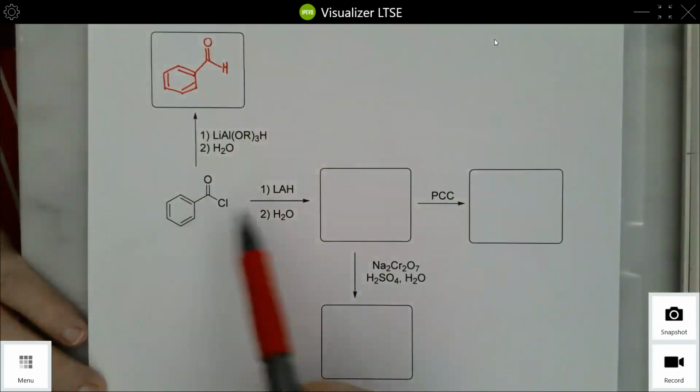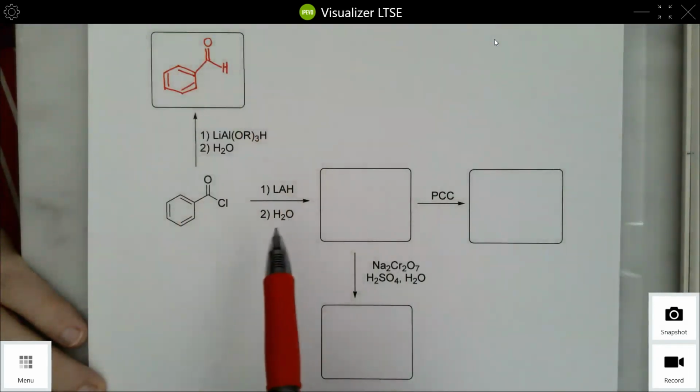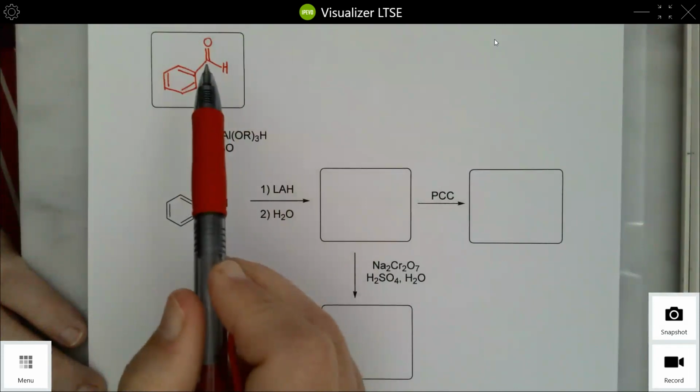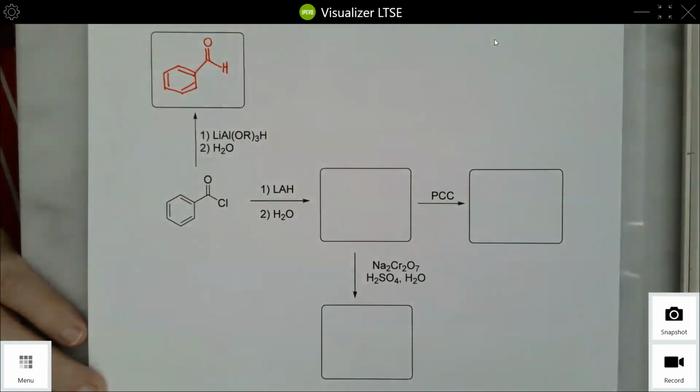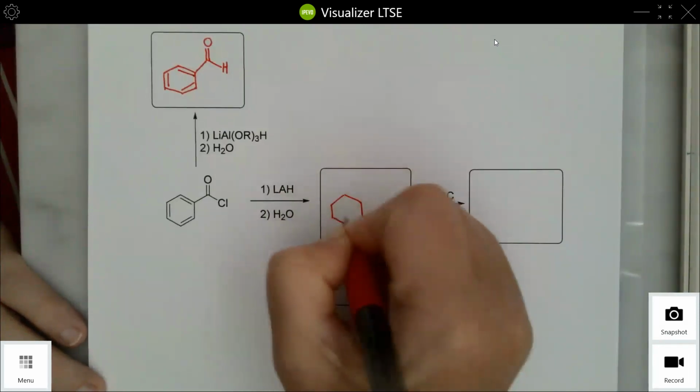Lithium aluminum hydride would first produce the aldehyde, but it's a very strong reducing agent, so it will further reduce the aldehyde all the way down to an alcohol. So we'll get benzyl alcohol in this case.